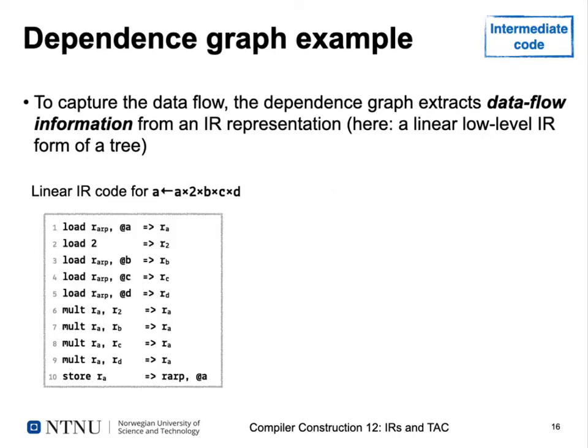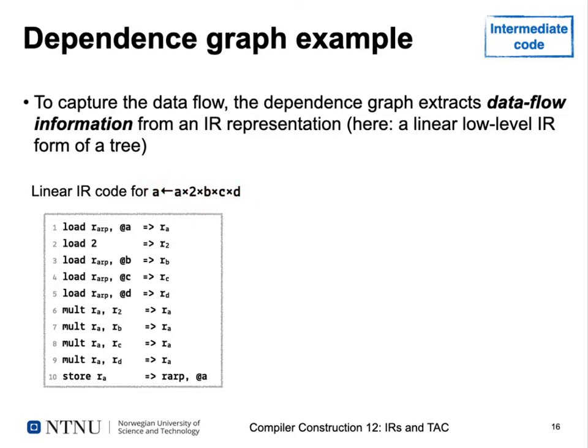So let's look at an example for a dependence graph. To capture the data flow, we need to extract the data flow from some sort of intermediate representation. So here we've chosen a linear, low-level intermediate representation of a tree, which makes it a bit simpler for us to look at. And so we have the linear code in some sort of intermediate representation for our expression here, a times 2 times b times c times d, and this is again assigned to a.